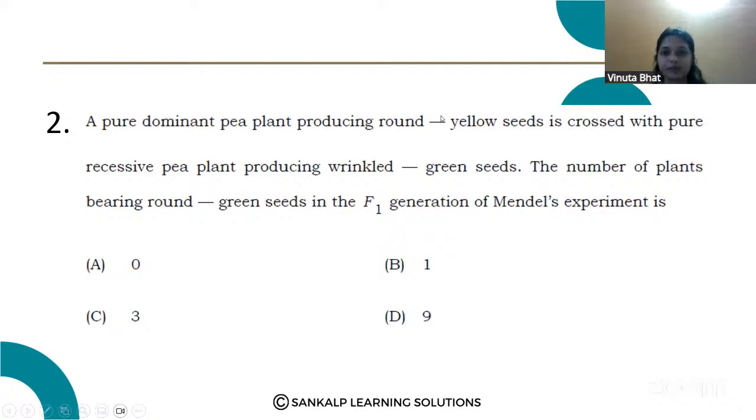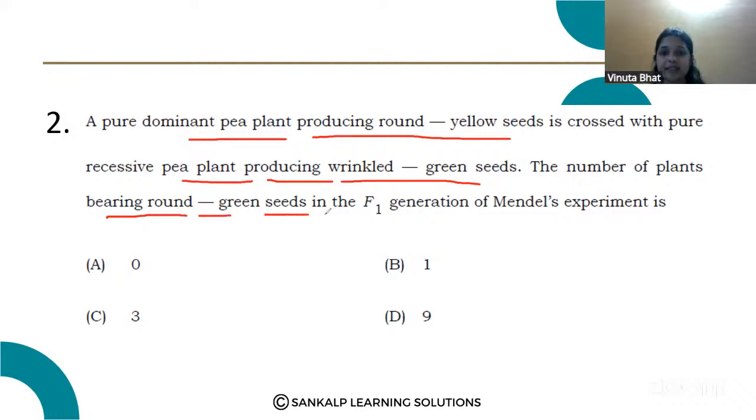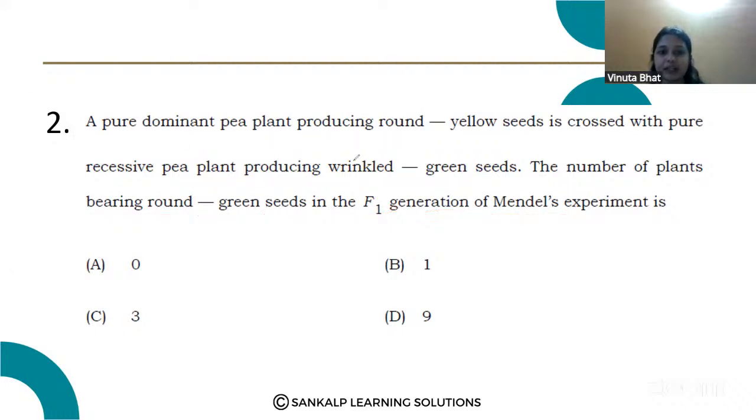Next question. A pure dominant pea plant producing round yellow seeds is crossed with a pure recessive pea plant producing wrinkled green seeds. The number of plants bearing round green seeds in the F1 generation of Mendel's experiment is. Here, read the question properly. A pure breeding dominant pea plant producing round yellow seeds means capital R, capital R, capital Y, capital Y. They are pure breeding round and yellow seeds.